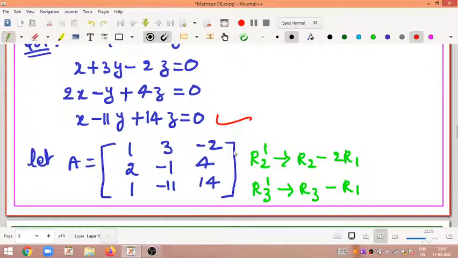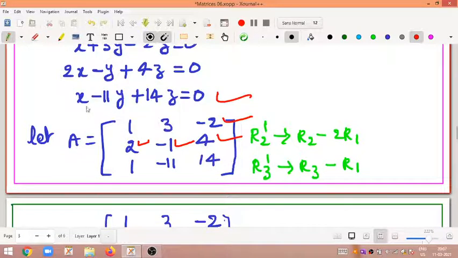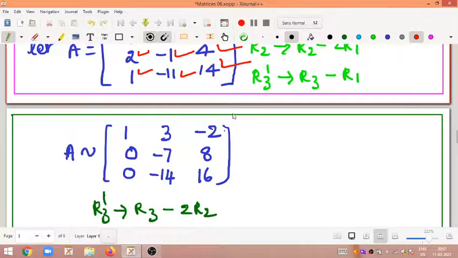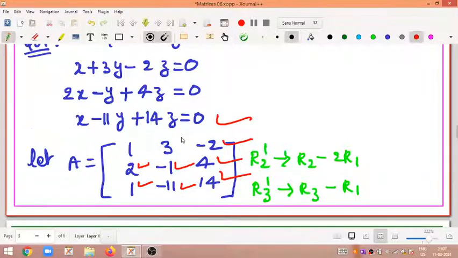For that purpose, we want to write the coefficient matrix. In the first equation, the x coefficient is 1, the y coefficient is 3, the z coefficient is minus 2. Likewise, in the second equation, the x coefficient is 2, the y coefficient is minus 1, the z coefficient is 4. Similarly, in the third equation, the x coefficient is 1, the y coefficient is minus 11, the z coefficient is 14. So we want to find the rank of this matrix for the trivial and non-trivial solution.